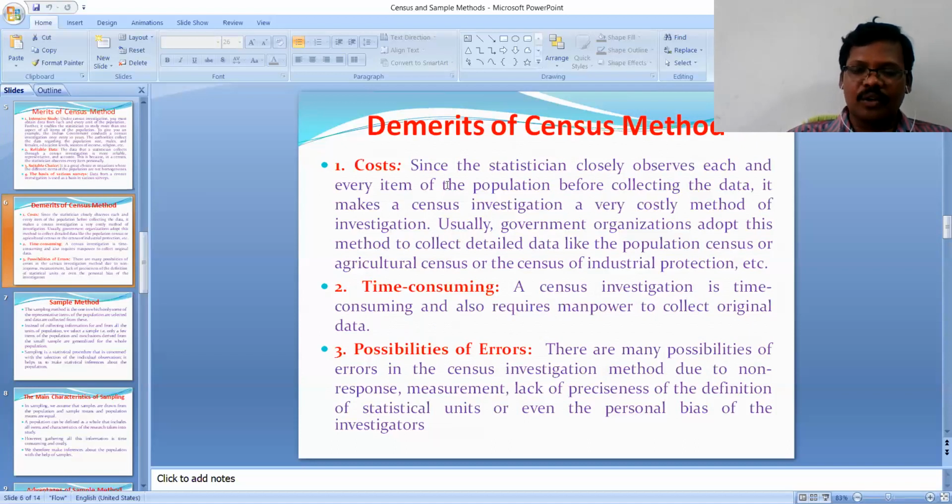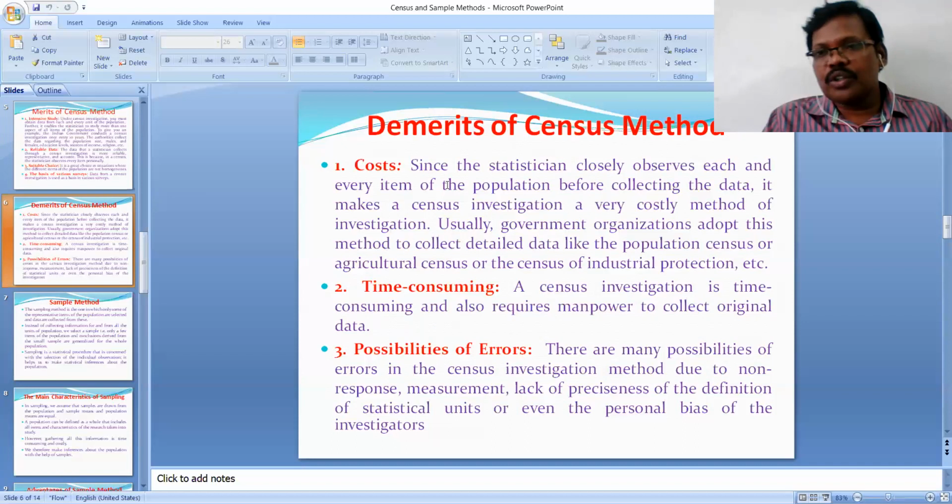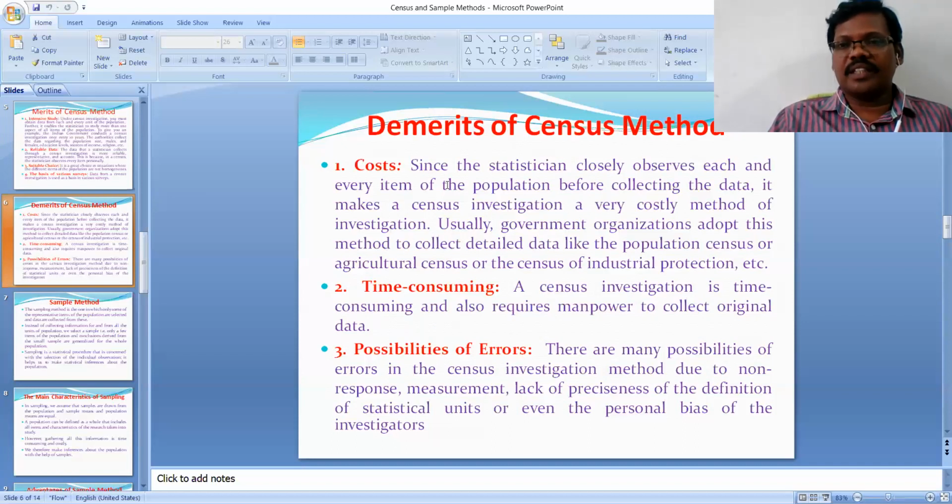That's why the government will go for this type of method. Otherwise, researchers mostly will not go for it. It is also time consuming. This census investigation is time consuming and also requires manpower to collect the original data. More manpower is required, so more time is required. That's why automatically it becomes very costly.